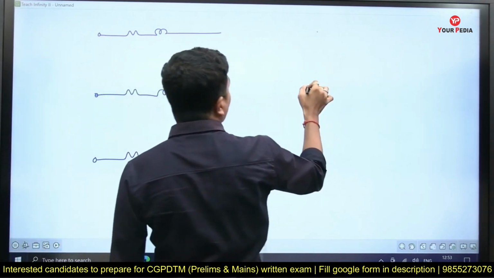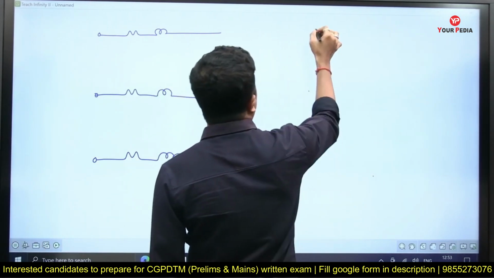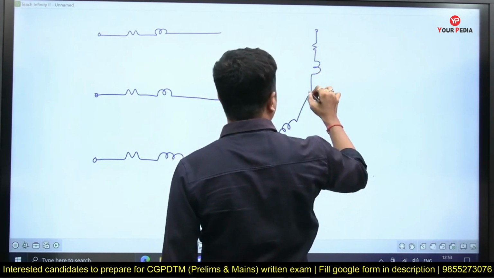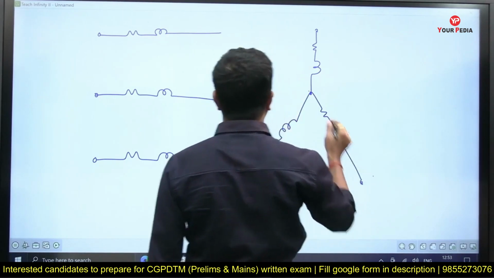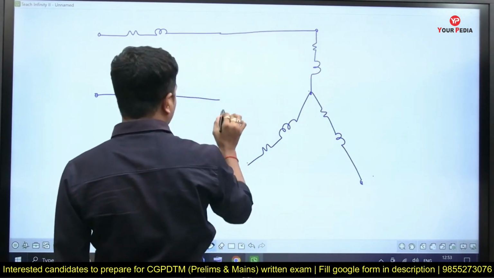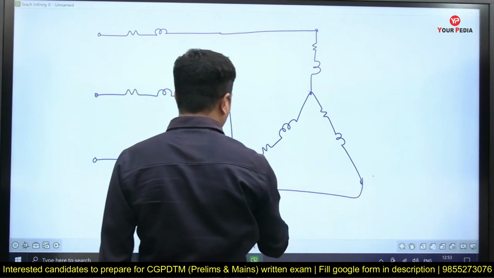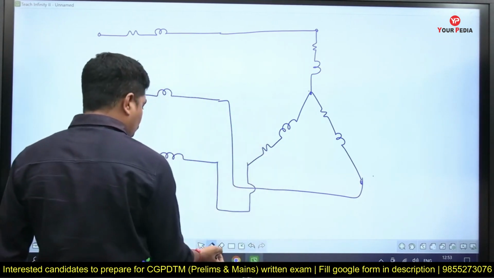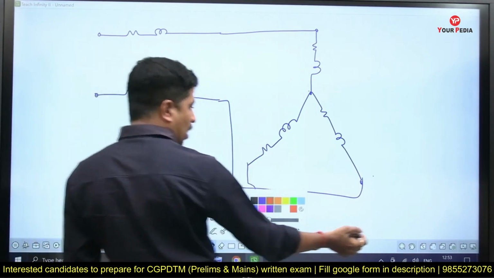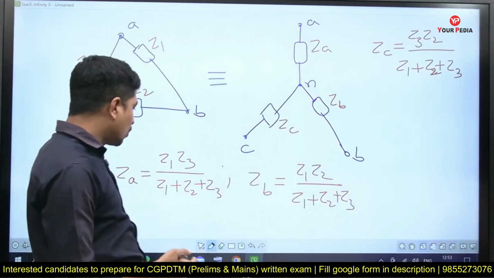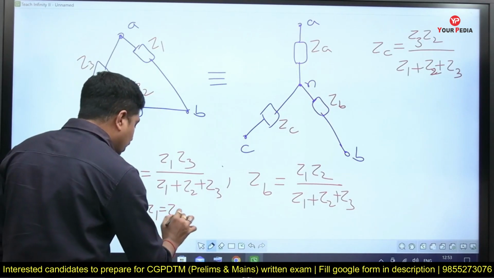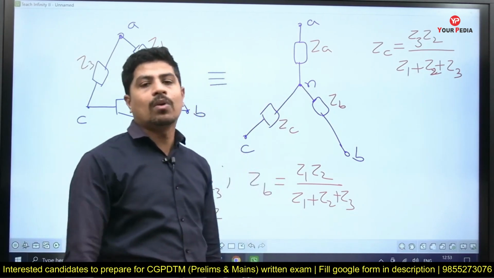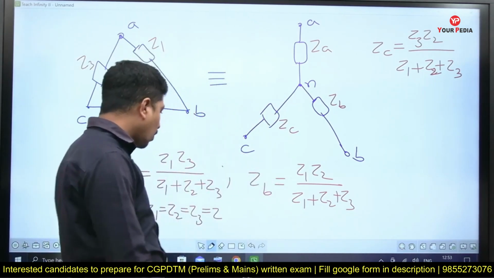Now if you come here, resistance, reactance, resistance, reactance, resistance, reactance, right? Connect it. This is phase B, this is phase C. Now observe carefully how much we get here. If Z1 is equal to Z2 is equal to Z3 is equal to Z, in our question all three phase impedances are equal, given in delta.